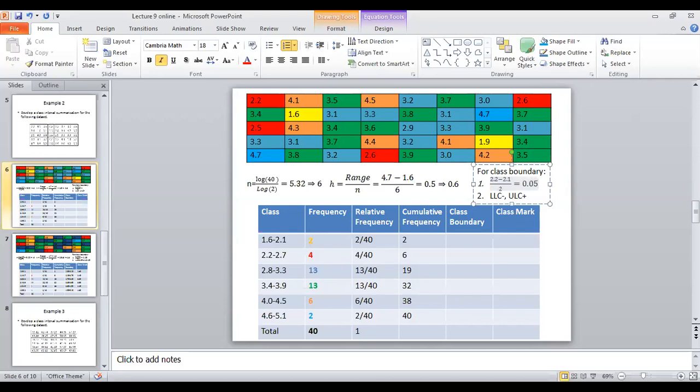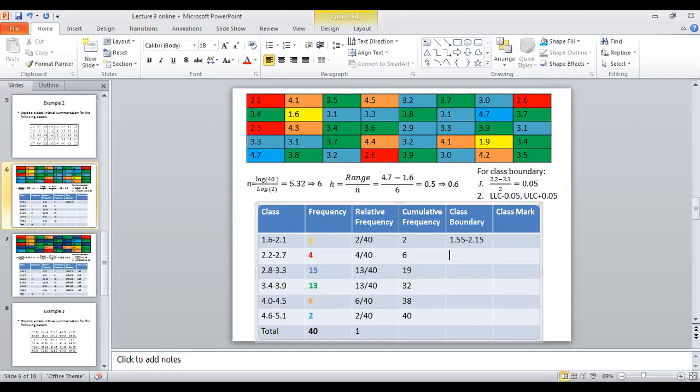Now what we have to do is subtract 0.05 from the lower limit of every class, and add 0.05 to the upper limit of every class, and this has to be done with all classes. So when we do this, 1.6 minus 0.05 is 1.55, and 2.1 plus 0.05 is 2.15.